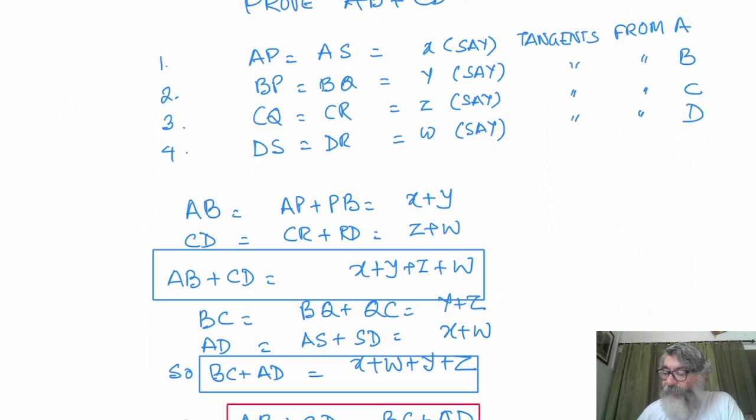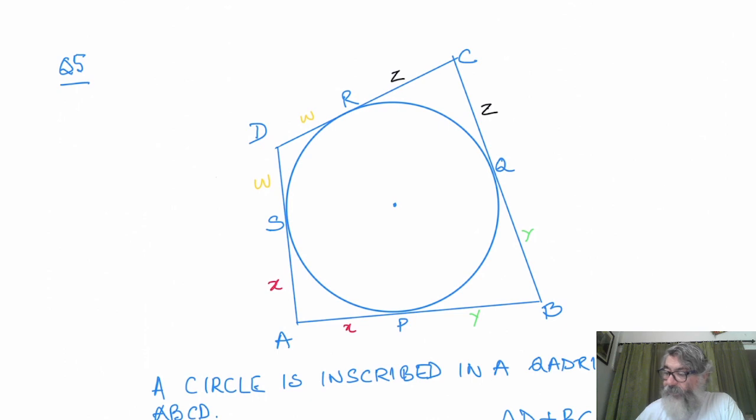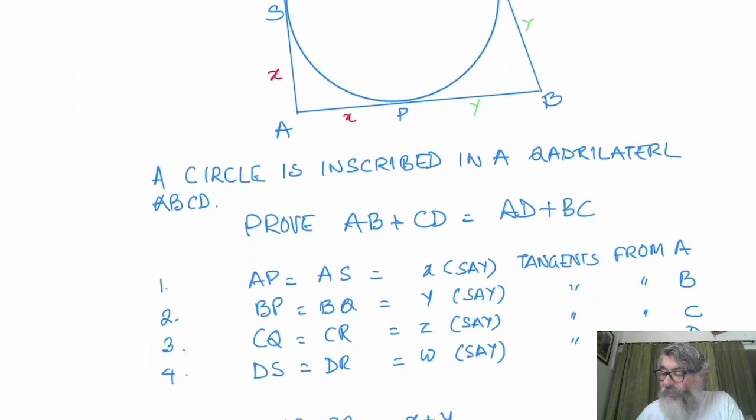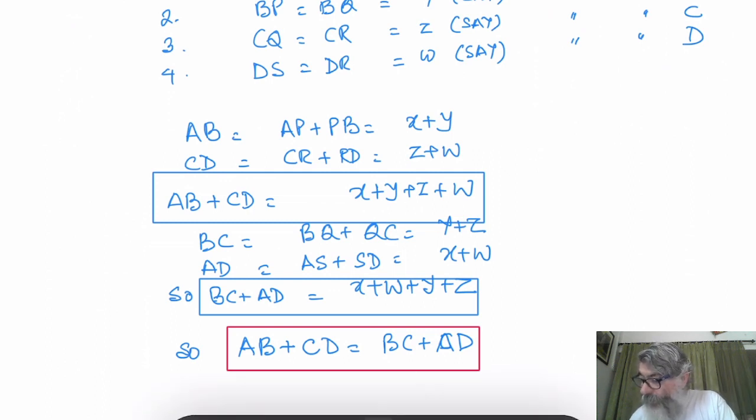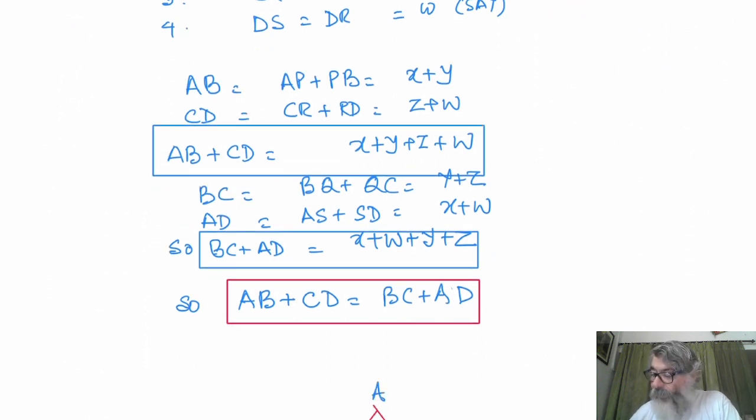Similarly, BC is equal to BQ plus QC. If you see the length BC, it consists of two parts, BQ plus QC, and AD consists of two parts, AS and SD. When we add all this, again it will come X plus Y plus Z plus W. So AB plus CD will be equal to BC plus AD. Okay, now let us see the next question.